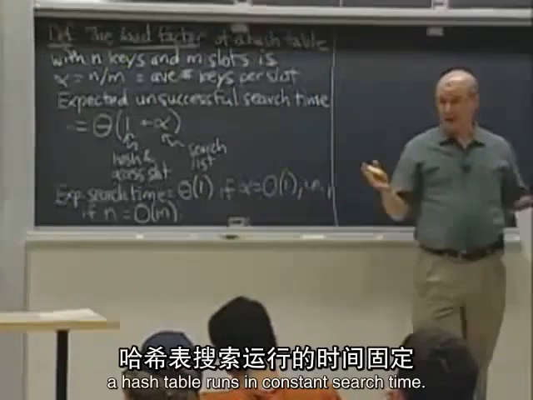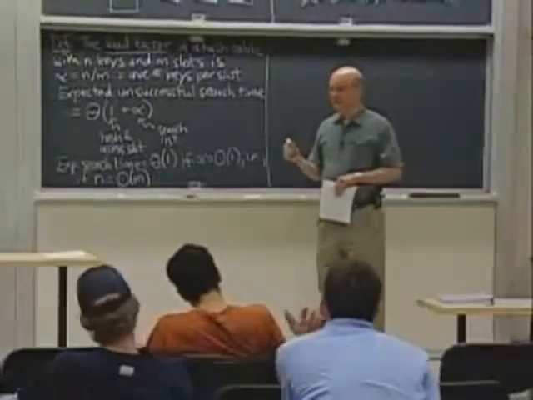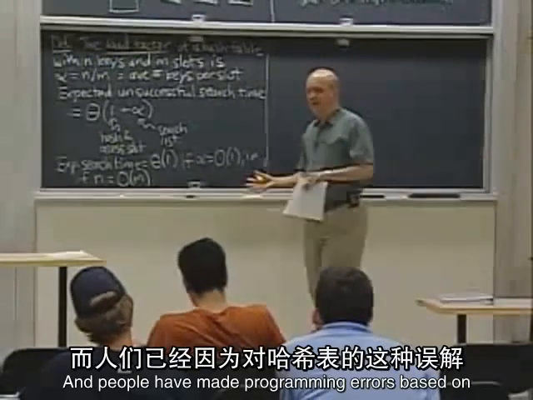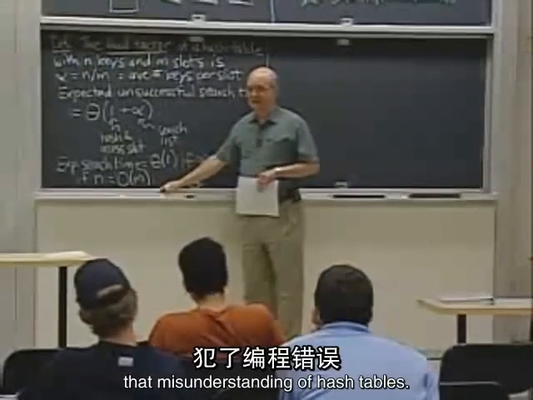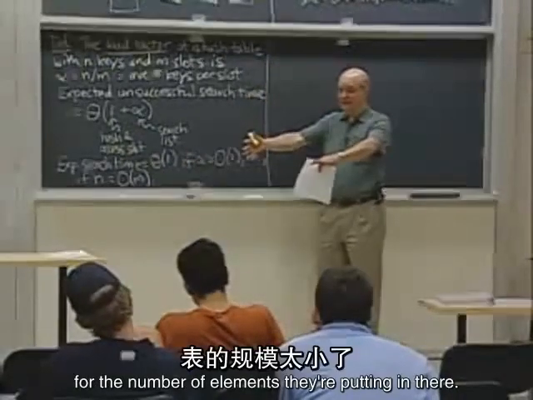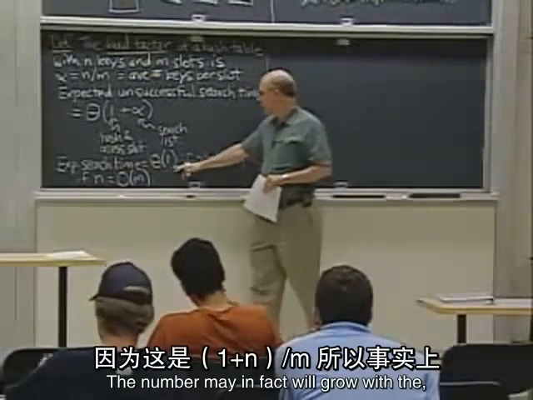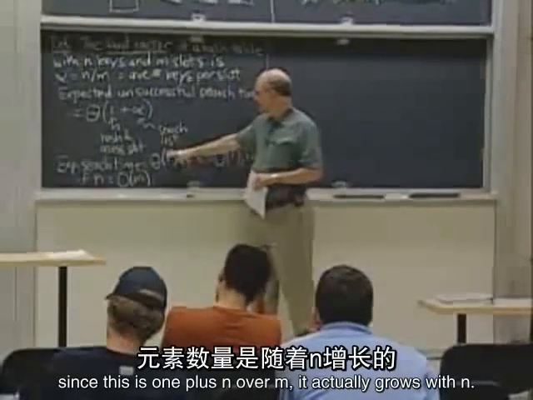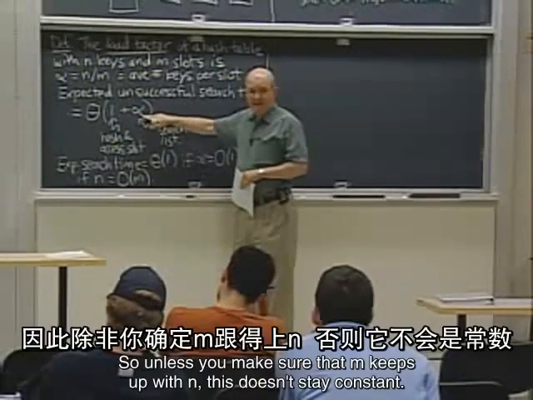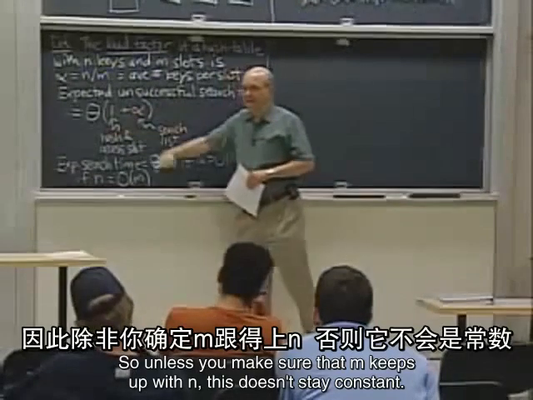So a lot of people tell you, oh, a hash table runs in constant search time. That's actually wrong. It depends upon the load factor of the hash table. People have made programming errors based on that misunderstanding of hash tables, because they have a hash table that's too small for the number of elements they're putting in there, and that doesn't help. Since this is 1 plus n over m, it actually grows with n. So unless you make sure that m keeps up with n, this doesn't stay constant.